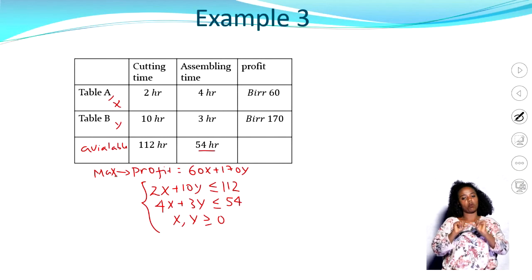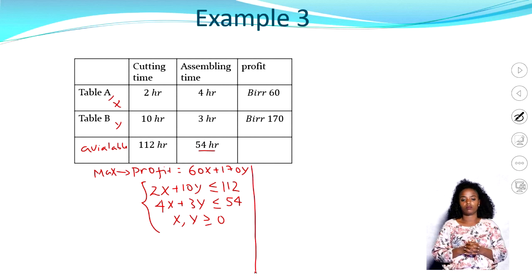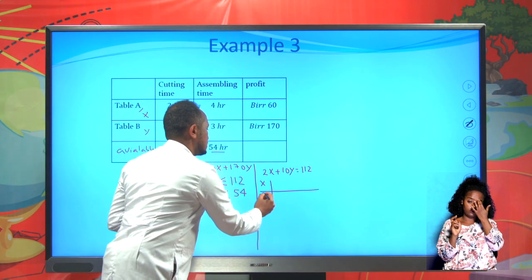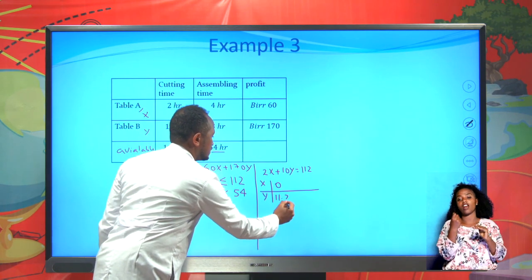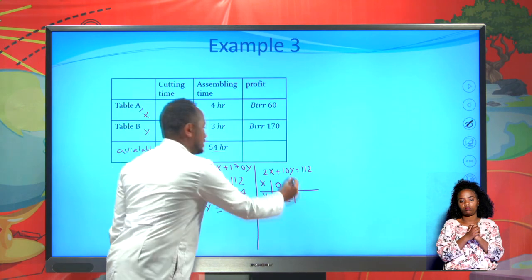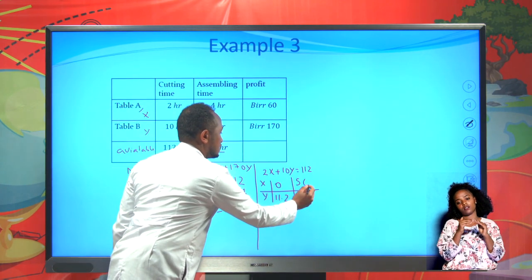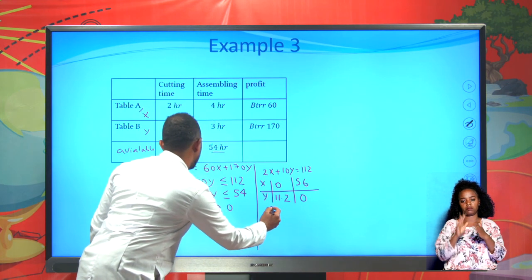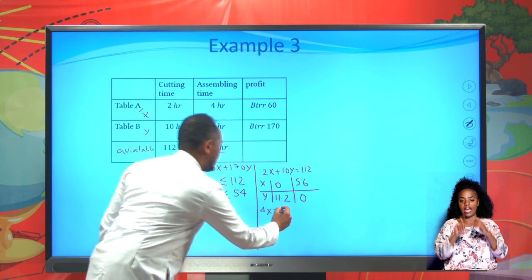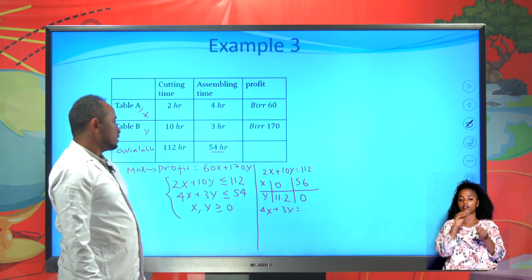So let's continue. Let's make a table for 2x plus 10y equals 112. When x is 0, y will be 11.2. When y is 0, x is 56. And let's prepare a table for this one: 4x plus 3y is equal to 54.